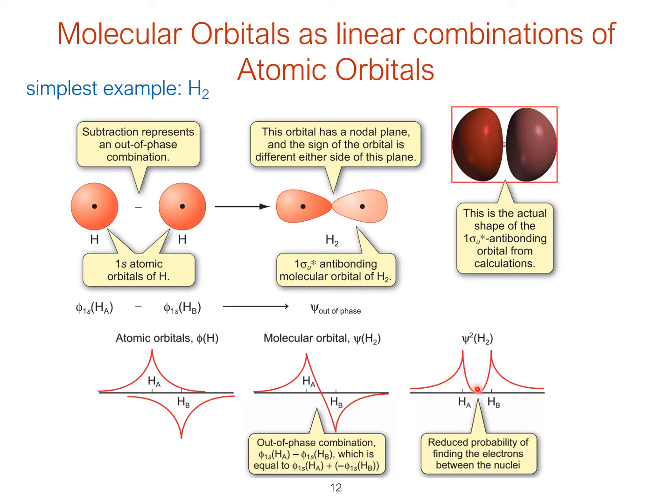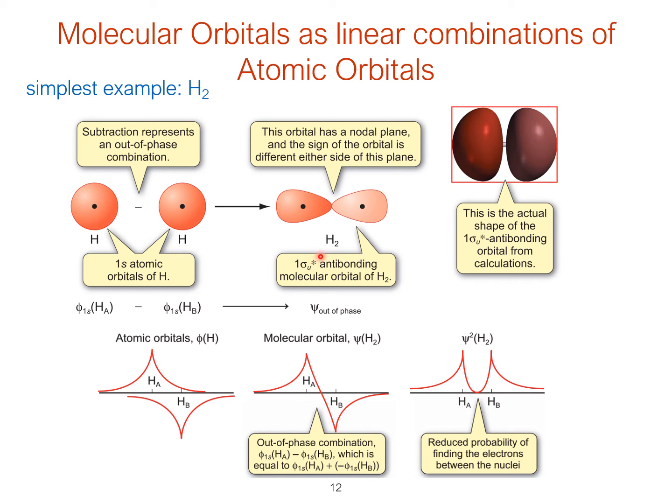So it's actually a zero probability of finding an electron between the two hydrogen atoms when you have an out-of-phase combination of atomic orbitals. And this is how we're representing this. It has this node in the middle. So a node is where you've got no probability of finding an electron. And this is then what we call the 1 sigma star antibonding molecular orbital.